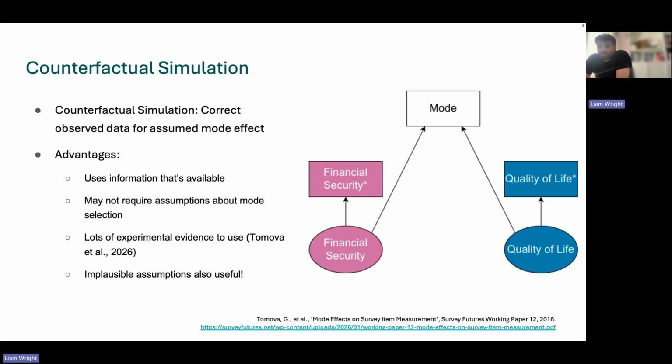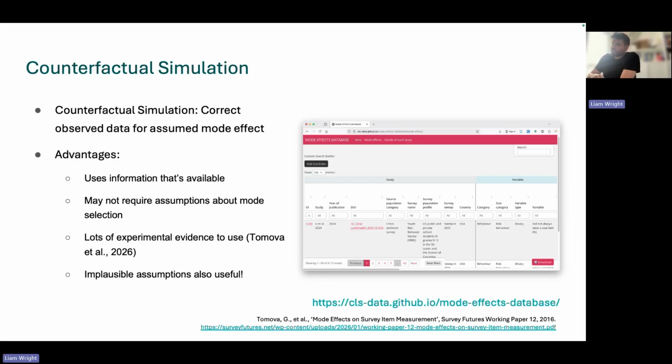There's also a lot of experimental evidence that we can use to say what a mode effect might be in practice. So here I've got the reference to the systematic review led by Georgia. Again, this reviewed 90 studies, and one thing that Georgia's also helpfully created is an online database which just gives the item level information for 4,000 different results from the 90 different studies, and you can use these to find a set or at least one mode effect estimate that might be relevant to your particular counterfactual simulation that you want to do.